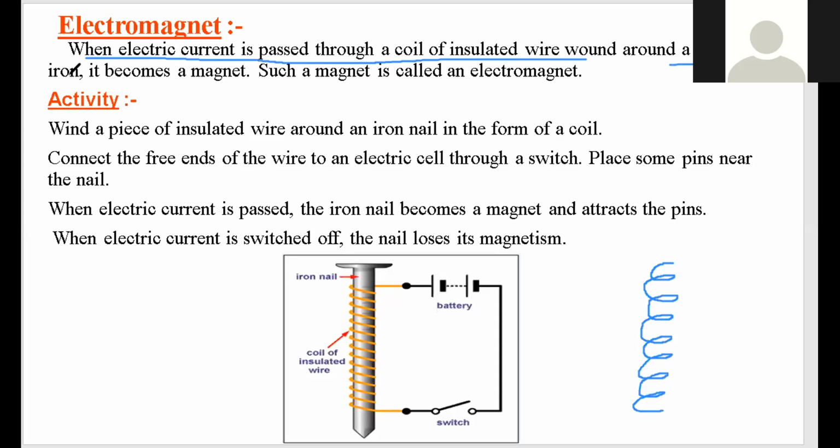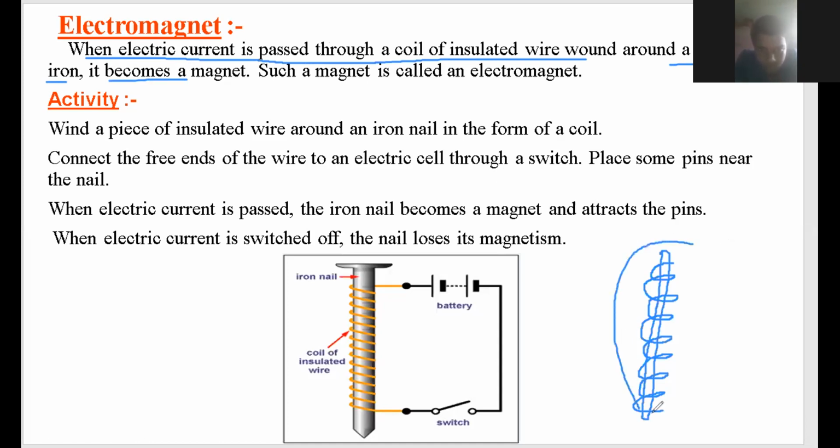Around a piece of iron, means the wire has been wound around an iron piece. Then this complete iron piece along with the wire will behave like a magnet, and such a magnet is known as an electromagnet because it is behaving like a magnet because of electric current. That is why the name electromagnet is given to it. So this is the definition of electromagnet.